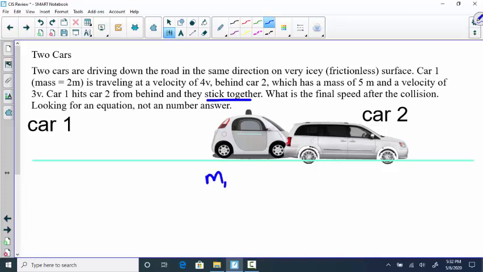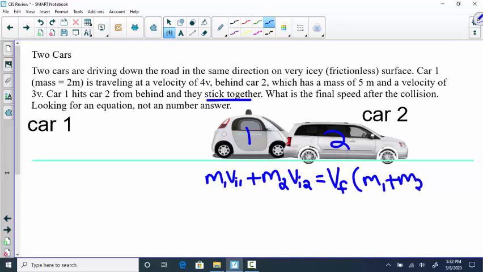So my equation right now would be mass of car 1, and I'm going to call this car 1 and this car 2, so I'm going to stick with numbers here. So the mass of car 1 times the velocity initial of car 1 plus the mass of car 2 times the velocity initial of car 2 equals the final velocity times m1 plus m2. Okay, now car 1, the mass of car 1 is 2m. Whatever m is, it's just 2m. And the velocity initial that car 1 has is 4v.